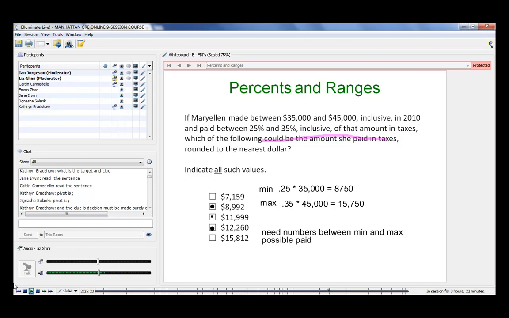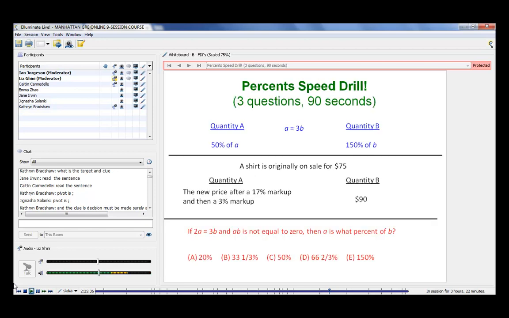Okay, this time we're going to do a speed drill. So warm up your calculator. Hit that clear button. Get ready to go. I'm going to put 90 seconds on the clock, and we're going to do 3 little problems. Speed drill time. Here we go. Calculator buttons ready.